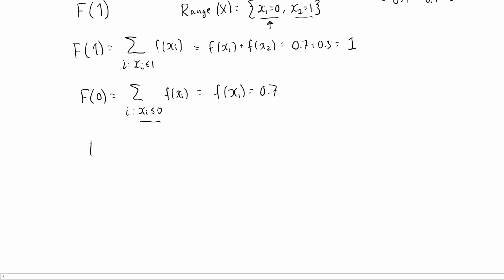If you look at something like F of minus 1, well, then you're supposed to sum over all f of x_i, where x_i is less than or equal to minus 1. The only problem is that none of them are less than or equal to minus 1, so this is simply an empty sum. It doesn't contain any terms, so this must be 0.